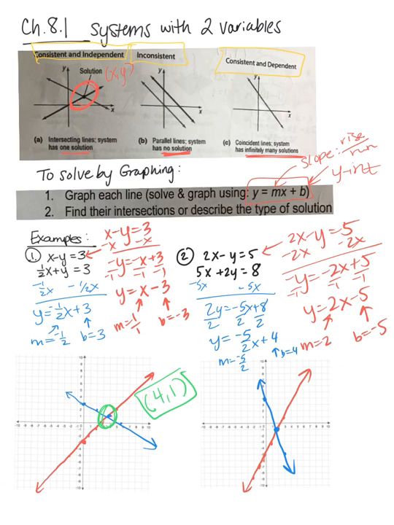So I see that they cross, which means I can find their intersection. And so I should get 2, negative 1, right? So that's how we would solve a system by graphing.